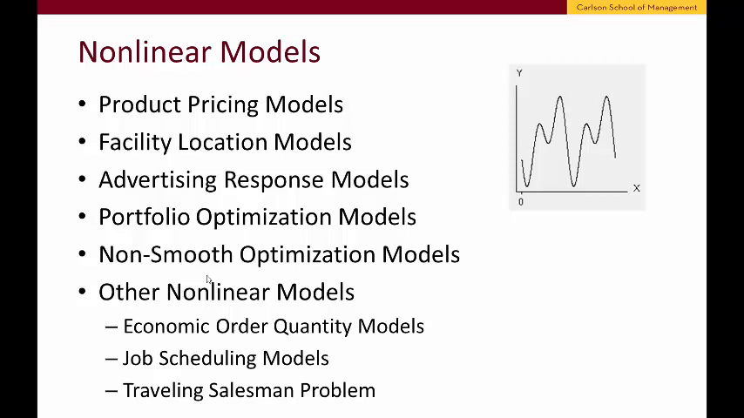Finally, there are some specific models I will skip, such as the economic order quantity models, or EOQs, and job scheduling models, both included in the textbook. But I will have a few examples of the traveling salesman, or TSP, problem, which is one of the more difficult nonlinear problems around.